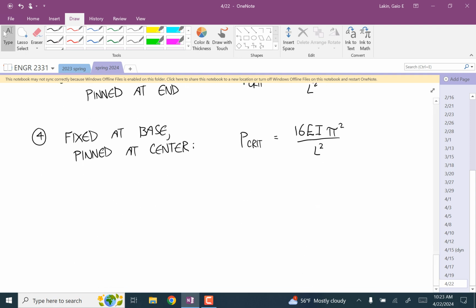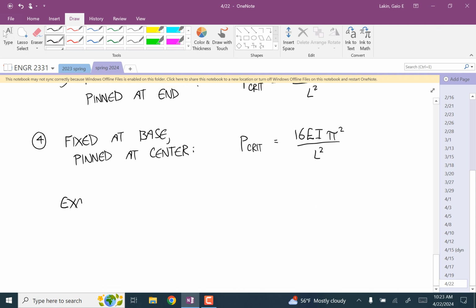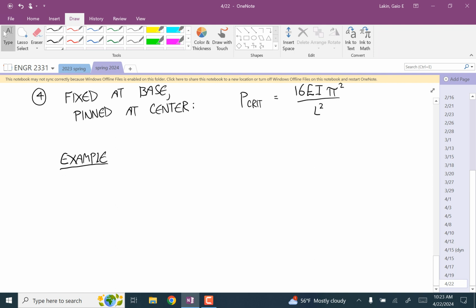So let's derive the critical P value for something that's pinned at the base. And let's just do pinned at the top too.